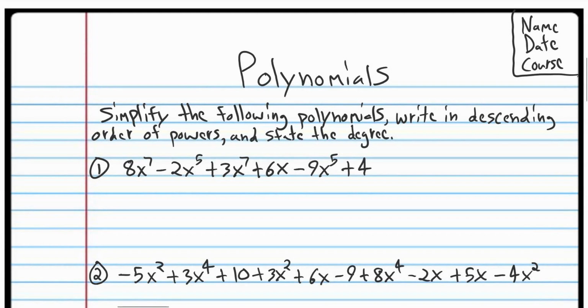This is my beginning algebra course. Today we're going to learn polynomials. Polynomial is just a fancy term for the expression that you see down here. We're going to begin by simplifying polynomials, and we're also going to write the polynomials in descending order of powers. And lastly, we're going to state the degree of each polynomial. So three things that we have to do for these problems.